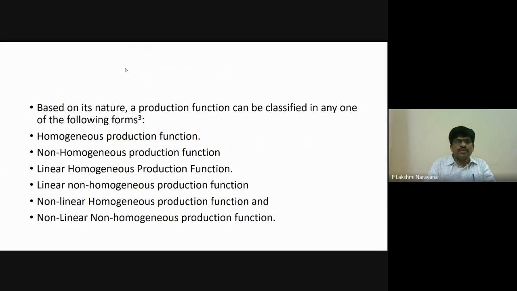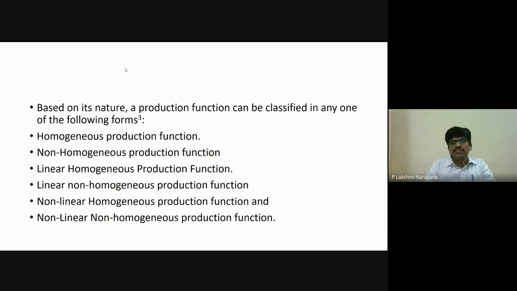So this is about the production function. Based on its nature, a production function can be classified in any one of the following forms. What are they? First one is homogeneous production function. Second one is non-homogeneous production function. Third one is linear homogeneous production function. Fourth one is linear non-homogeneous production function. Fifth one is non-linear homogeneous production function. And the last, sixth one is non-linear non-homogeneous production function.